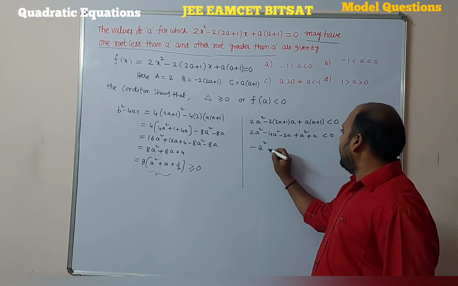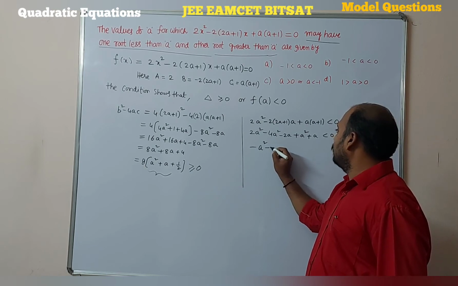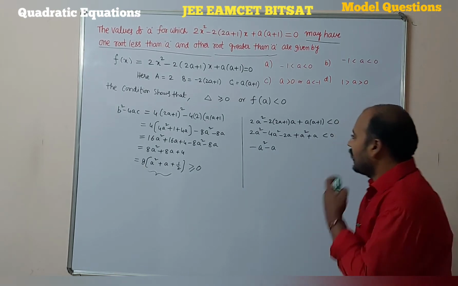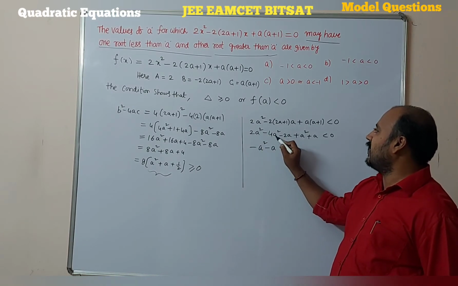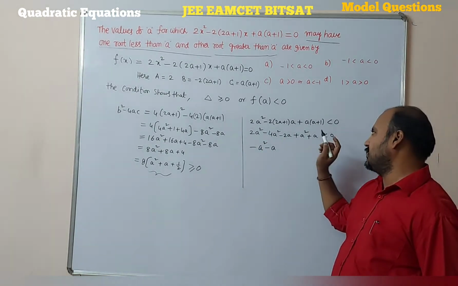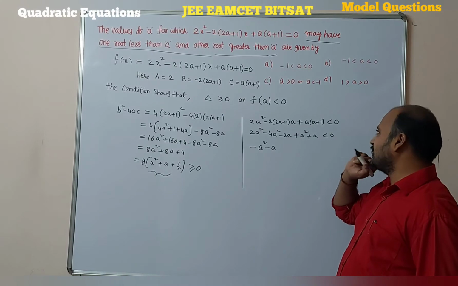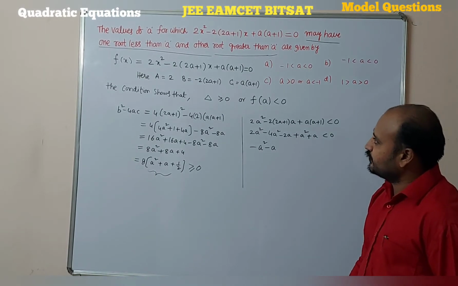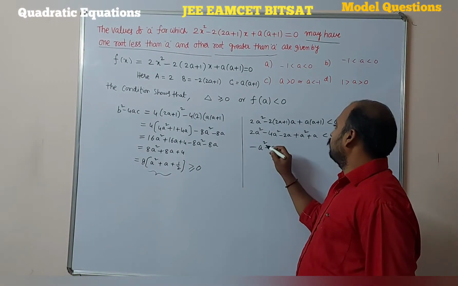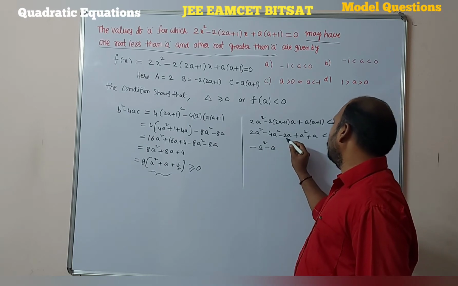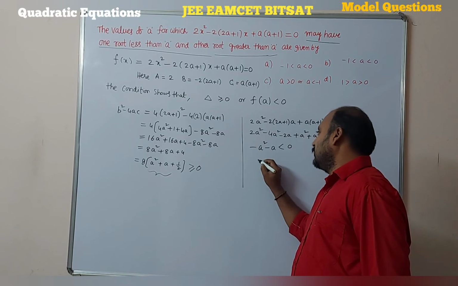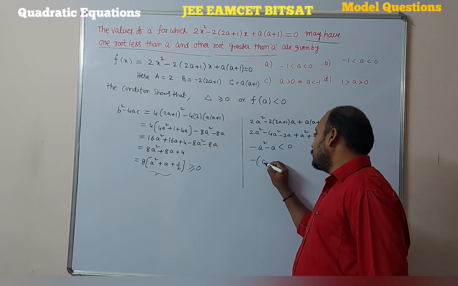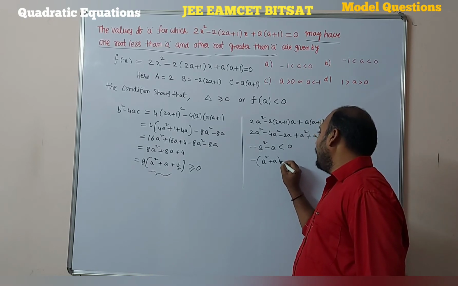Minus 2a plus a is minus a. So 2a square minus 4a square minus 2a, right? Plus a square plus a is less than 0. So minus a square, yes, is less than 0. Take common minus: minus of (a square plus a) is less than 0.